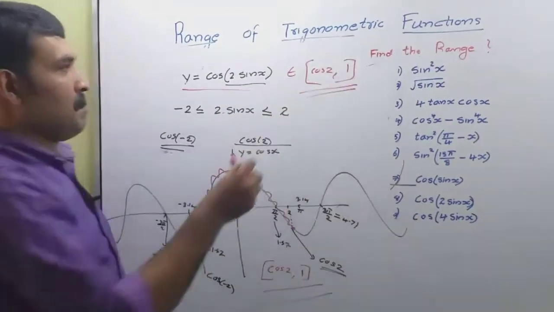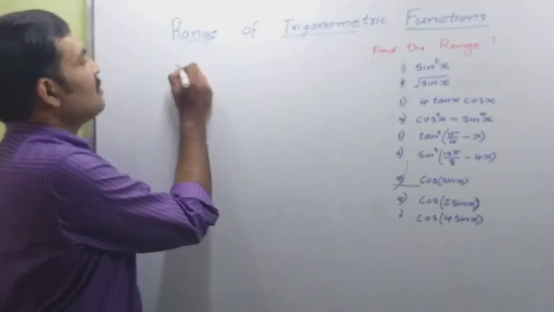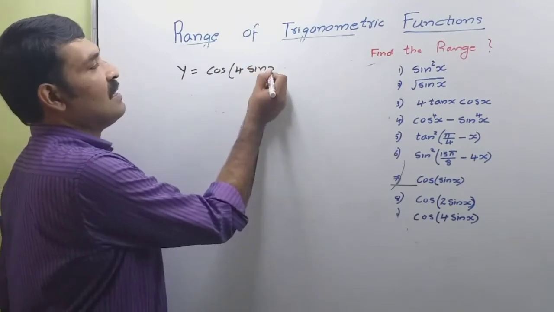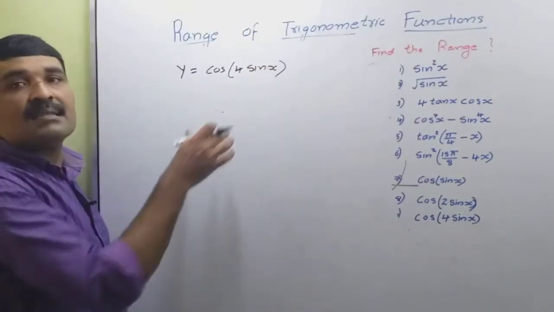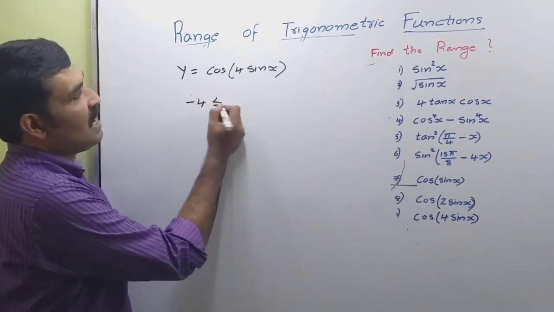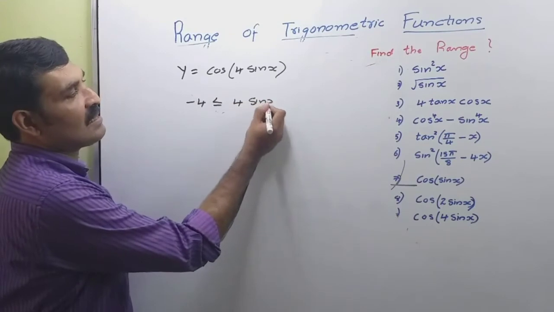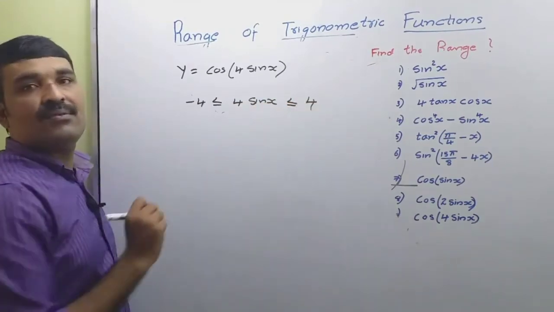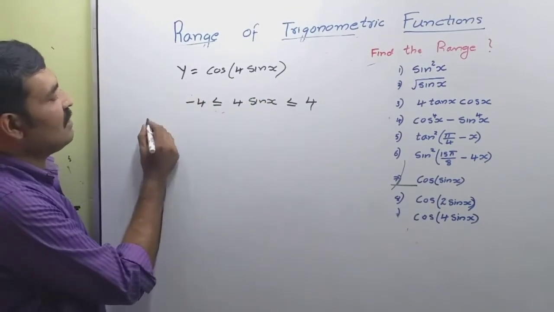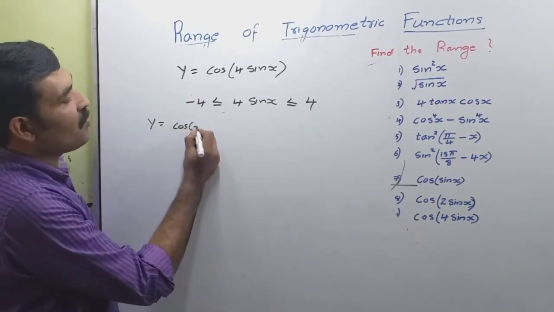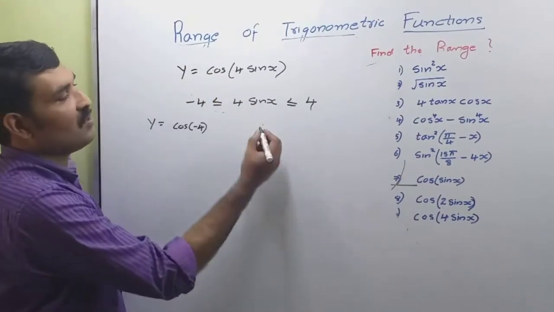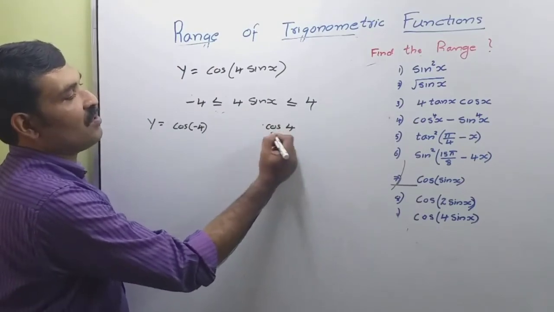The last question is y is equal to cosine of 4 sin x. The value of 4 sin x belongs to minus 4 to 4, that is, minus 4 is less than or equal to 4 sin x, which is less than or equal to 4. When this value is equal to minus 4, y is equal to cos of minus 4, and when this is equal to 4, the value of y is equal to cos 4.